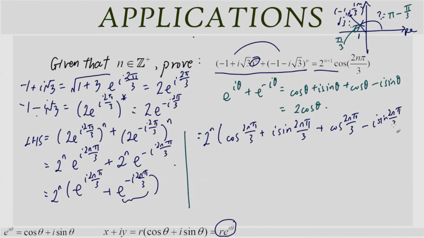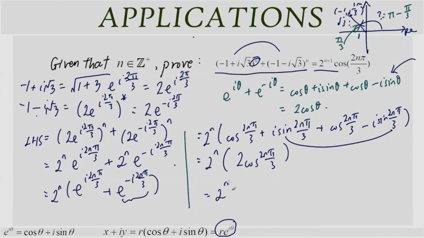Right, this looks exactly like the form over here, and that's equal to 2 to the power of n times, right, this will cancel out with each other. You get 2 cosine 2nπ over 3, and it's looking more and more like 2 to the power of n plus 1 cosine of 2nπ over 3, which is equal to the right hand side.